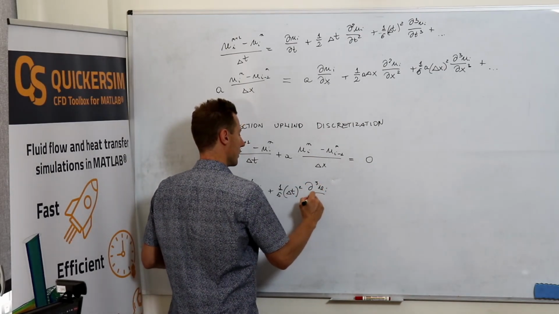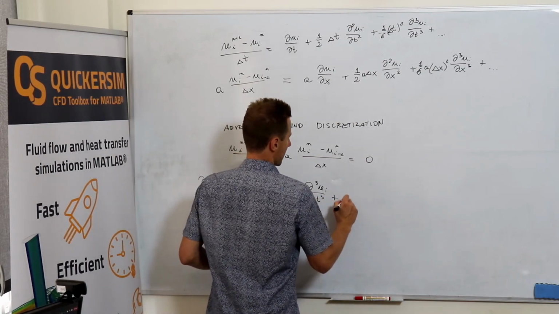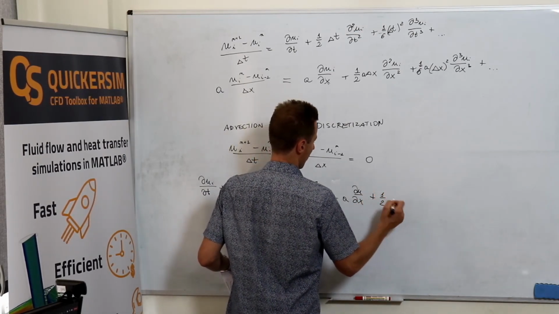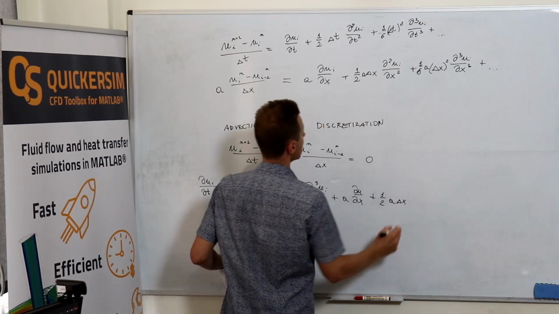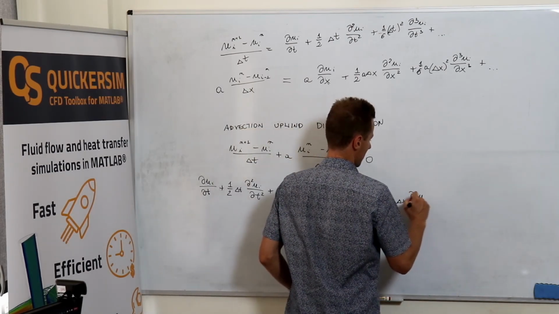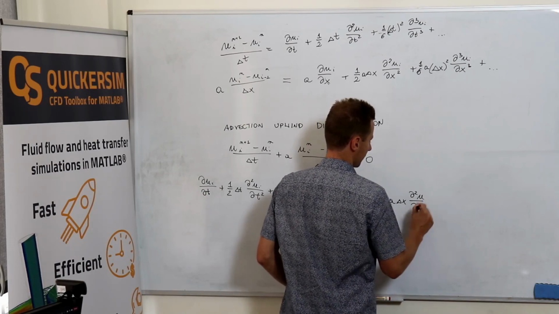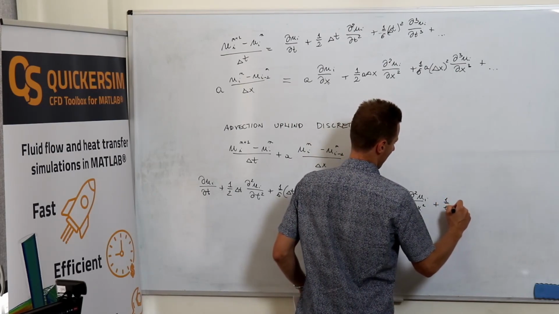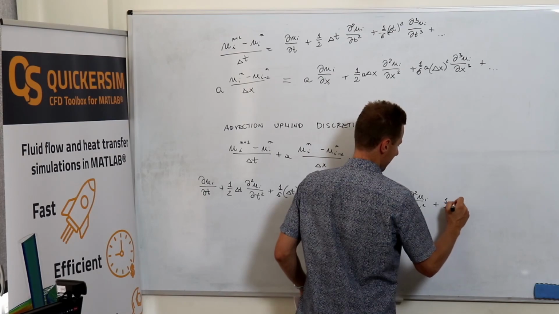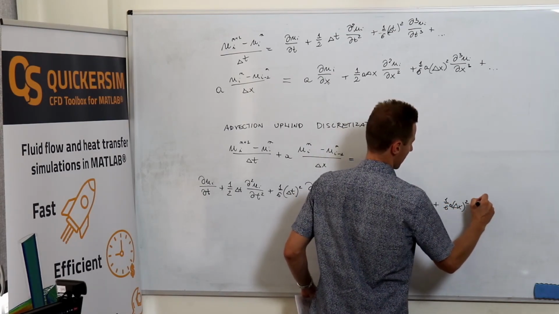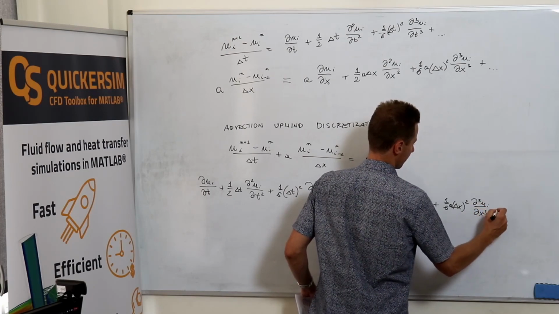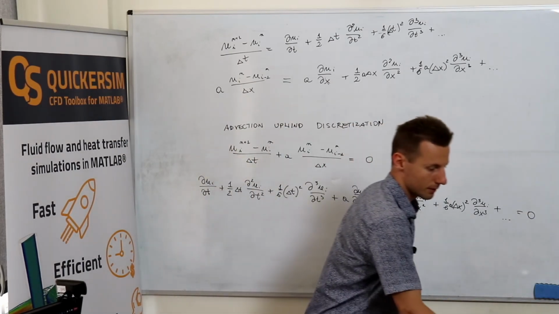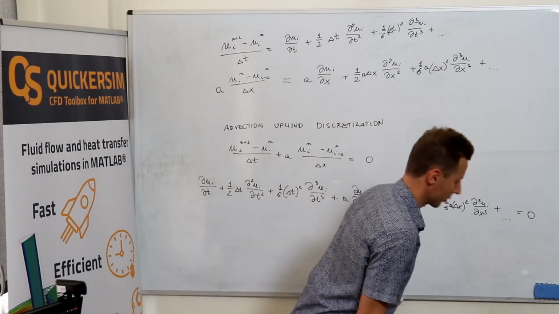Third derivative of u plus a du dx plus 1/2 a dx second derivative with respect to x, plus 1/6 a delta x squared third derivative with respect to x, well, plus higher order terms equals 0. Right now, that's the important part.